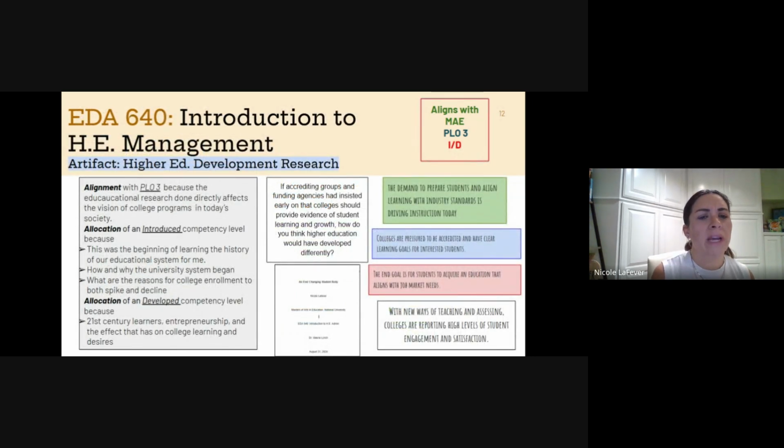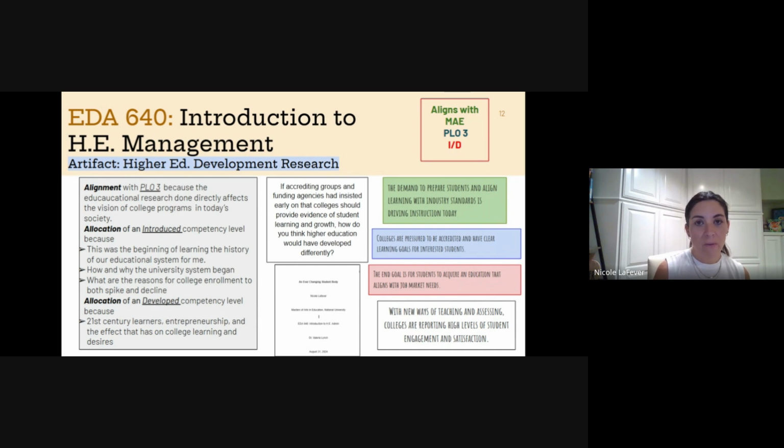From EDA 640, the introduction to higher ed management, I included a research piece that I studied. I thought this question was really powerful. If accrediting groups and funding agencies had insisted early on that colleges should provide evidence of student learning and growth, how do you think higher education would have developed differently? I think if we would have seen students as kind of like human resources did, like we're trying to draw them in, what's going to draw them in, really having that piece, and then evaluating their learning.